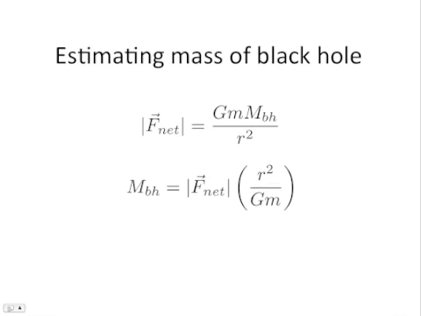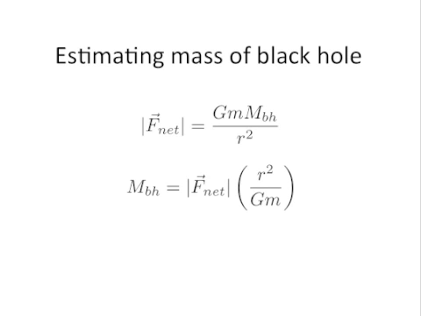Assuming that the net force on the star is due to an interaction with a black hole located at the origin, I used Newton's law of universal gravitation to conclude that the magnitude of the net force should be equal to the universal gravitation constant G times the mass of the star times the unknown mass of the black hole divided by the square of the distance between the star and the black hole. Since the black hole is located at the origin, the distance between the star and the black hole will be equal to the magnitude of the position vector of the star.